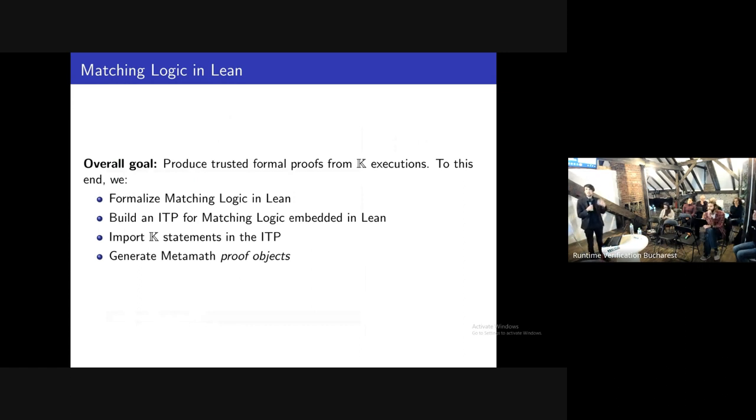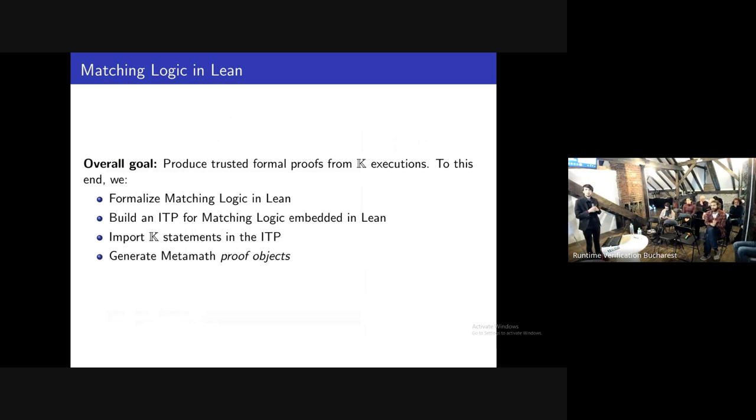So to this end, what we have done so far is implement the formalization of matching logic in Lean. This includes the syntax, the standard proof systems, various proofs within matching logic, as well as meta-theoretical results. We haven't yet built an ITP for matching logic in Lean. That's a much more advanced goal.